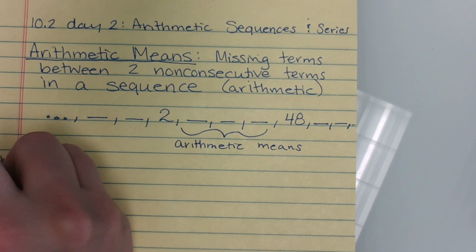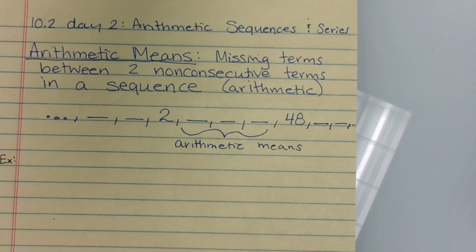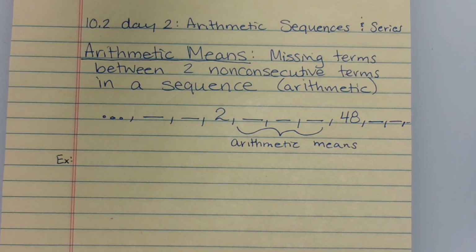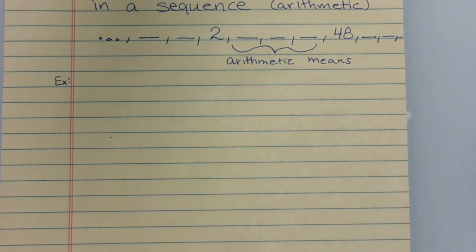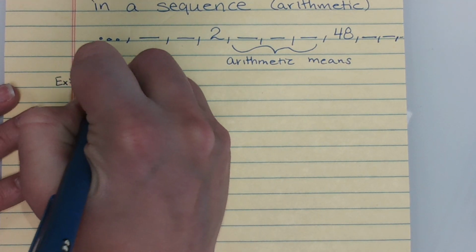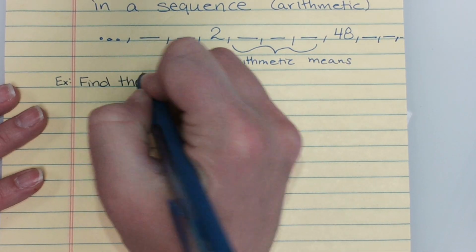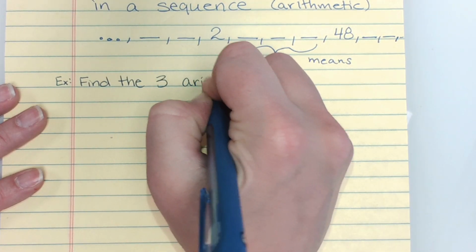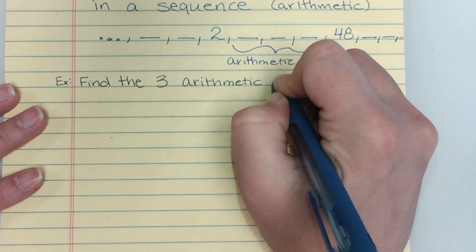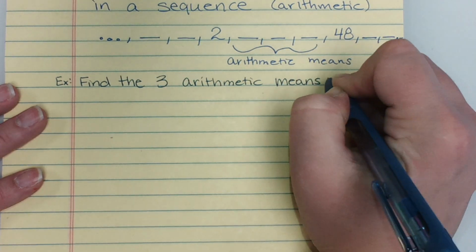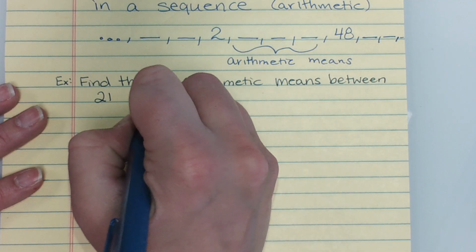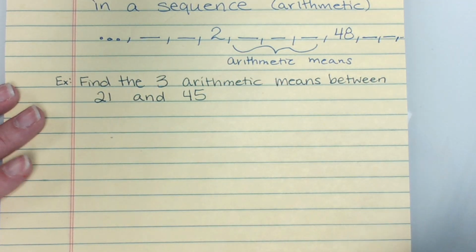Now, generally speaking, when it comes to working with our arithmetic means, you are not going to be told this number is the 8th term in the sequence and this number is the 11th term. All you're going to be told is the two numbers are in the list. How are you going to be told that? Commonly, you're going to be told to find the 3 arithmetic means between 21 and 45.